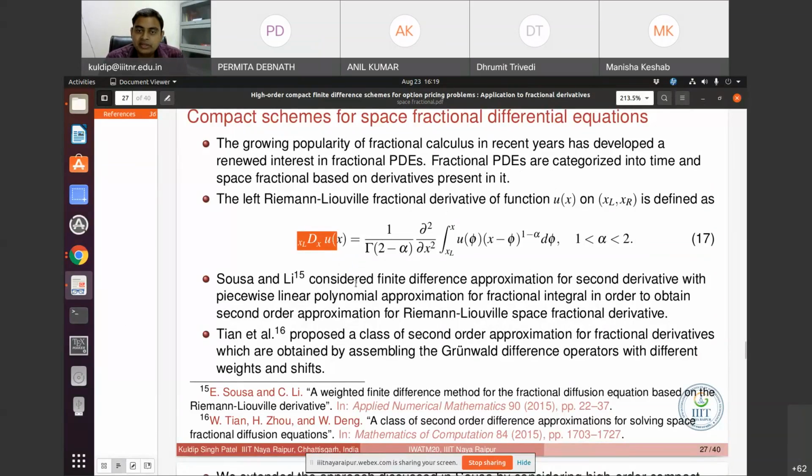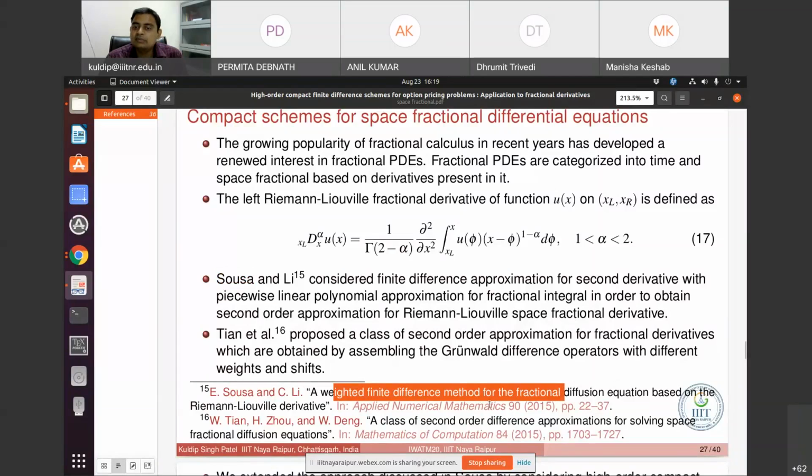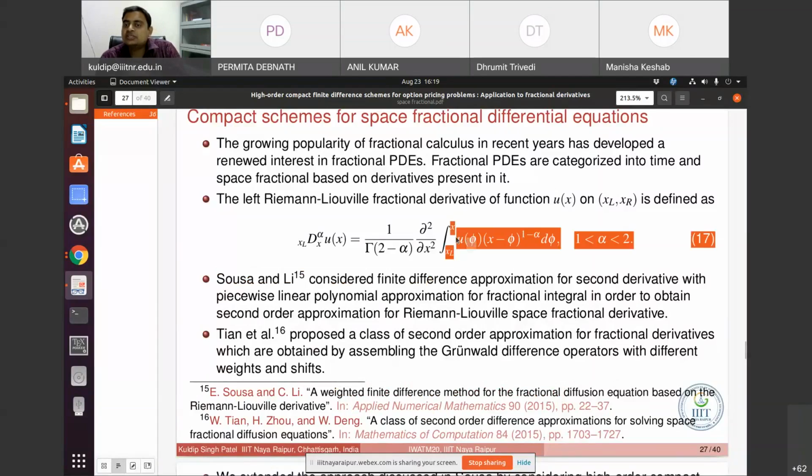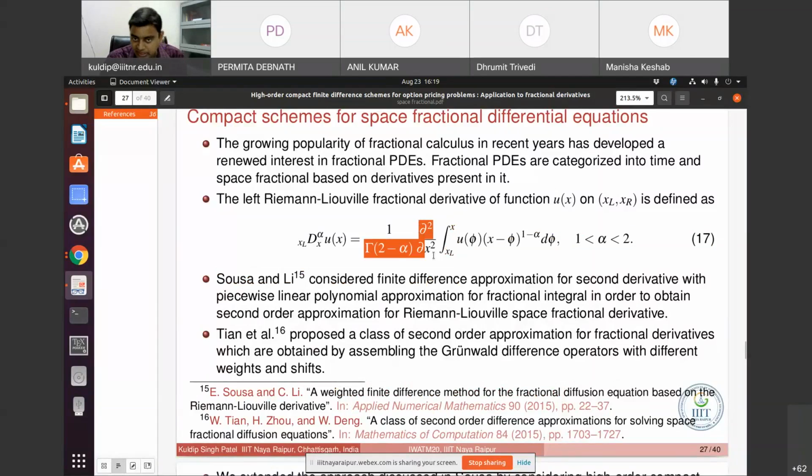So as I said, this paper by Sousa and Li uses the finite difference method, in Applied Numerical Mathematics. There they use the trapezoidal rule for this integration, and finite difference for this differentiation.